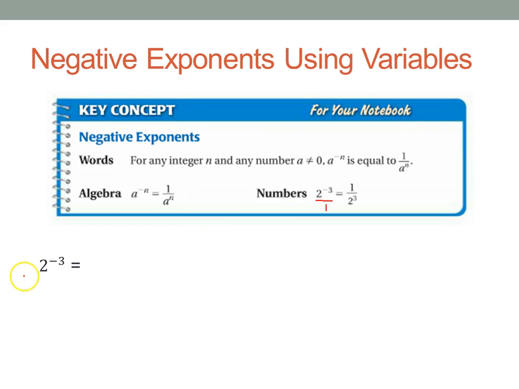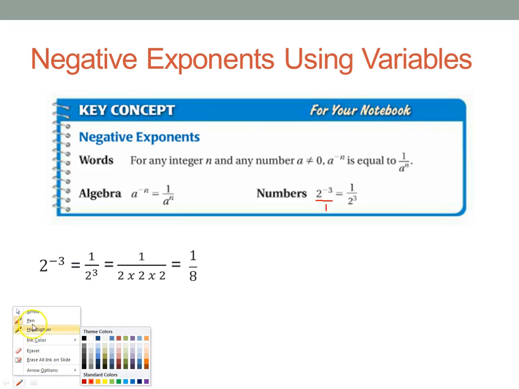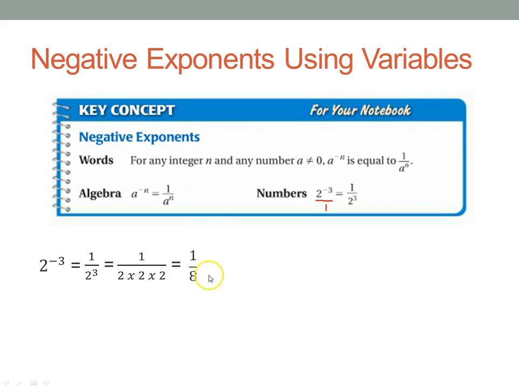Here's an example. 2 to the negative 3 would be 1 over 2 cubed. And then we would do 2 cubed. That's the same as 2 times 2 times 2, and that would be 1 over 8. So 1 over 8 would be our answer.